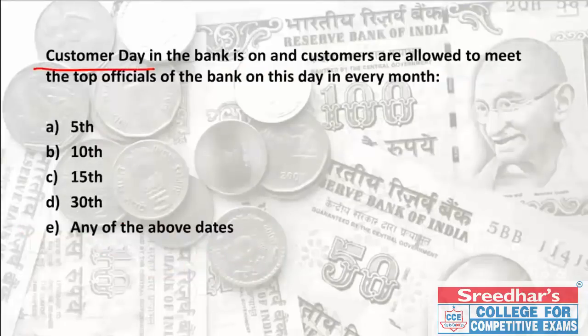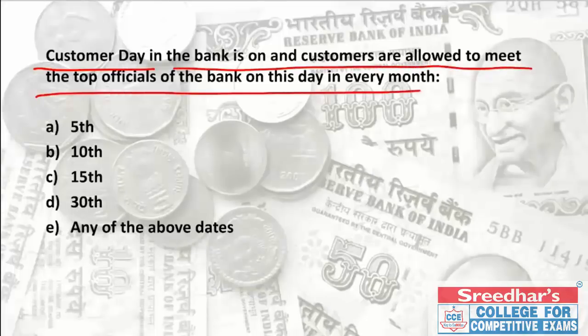Customer day in the bank is on, and customers are allowed to meet the top officials of the bank on this day in every month. When is this day observed every month? It is on the 15th of every month. On the 15th of every month, the customers are allowed to meet the top officials so that they can address any grievances and communicate with the customers.